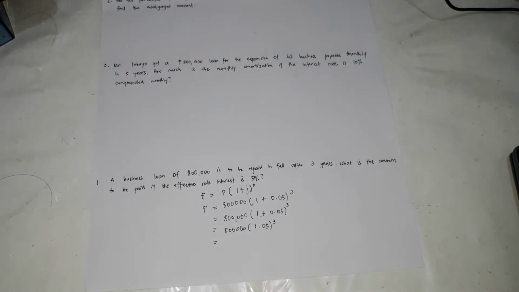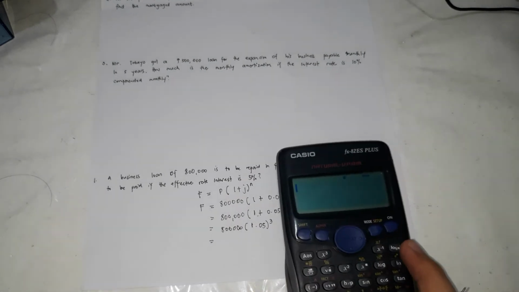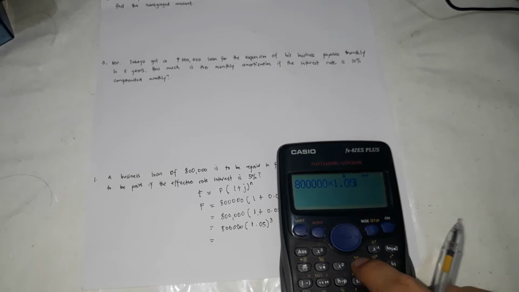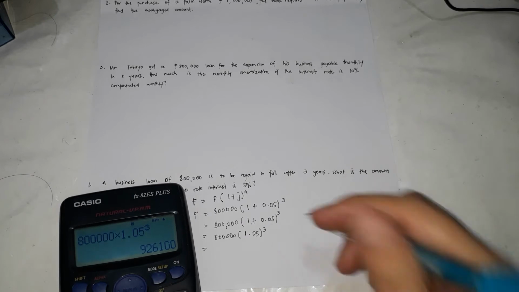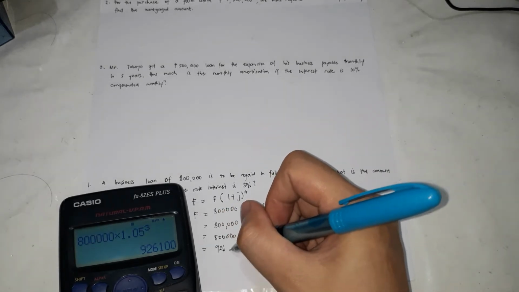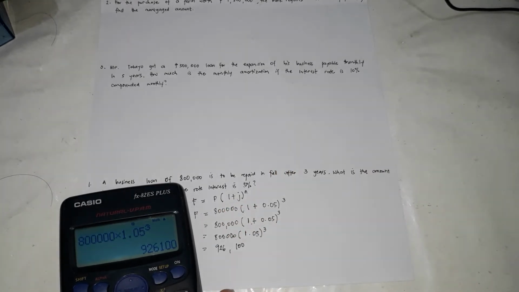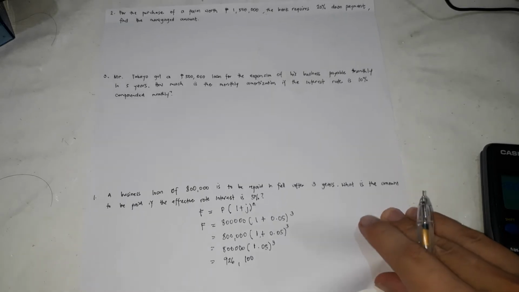So we could solve that in the calculator. Just type 800,000 times 1.05 raised to the power of 3. The answer is 926,100. So from 800,000, after 3 years, the total that we're going to pay is 926,100. So that's for the first problem.